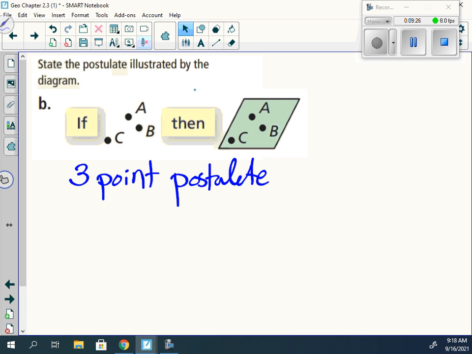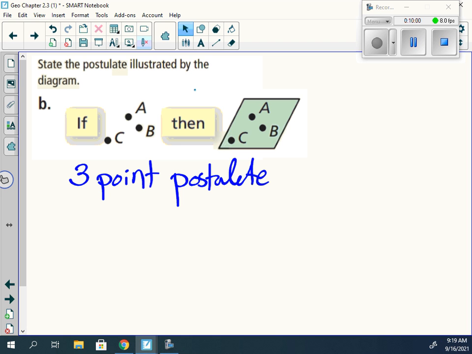That's also why I give these sheets to you, so that y'all can look back on them, because some of them are very close together. Like the 3-point postulate and the plane point postulate are very close together in what they are. So a plane point postulate says what? A plane contains at least 3 non-collinear points.